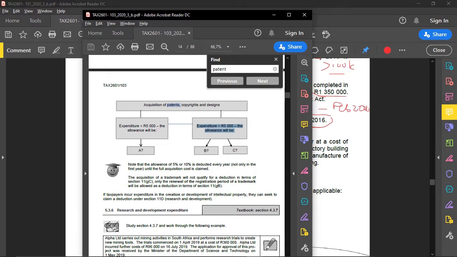There's just a note here as well. Note that the allowance of 5% or 10% is deducted every year, not only in the first year, until the full acquisition cost is claimed. So if you are purchasing a capital asset and you've got the special deduction, it actually benefits you to register patents and copyrights because of this deduction. It's part of business, but it's capital in nature. Okay, so that's the theory relating to that.